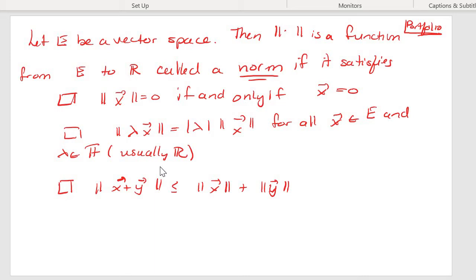And if you're looking things up on the internet, that might be a bit scary, but these are called normed vector spaces because now you have a notion of size.